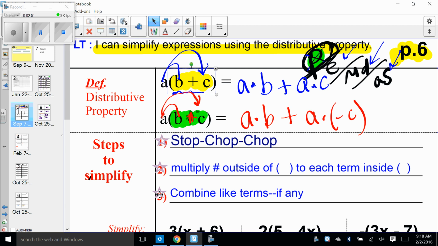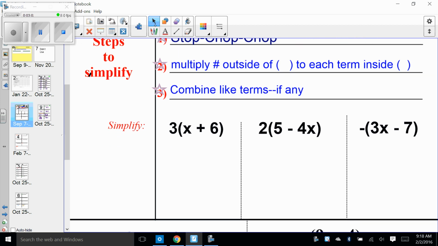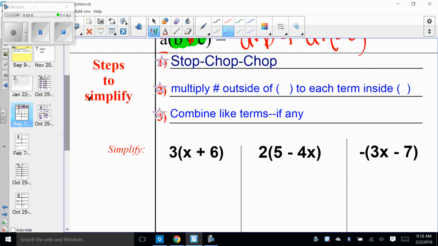Okay, guys, so those are our 3 steps for today's work. If I'm going too fast, I want you to pause the video to get those notes down. Otherwise, we're going to move on. So we're going to take a look at this first problem. First step says to stop, chop, chop if necessary. We wouldn't need to stop, chop, chop in this problem because it's already addition, so we're going to move on. And it says multiply the number on the outside of the parenthesis to each term on the inside.